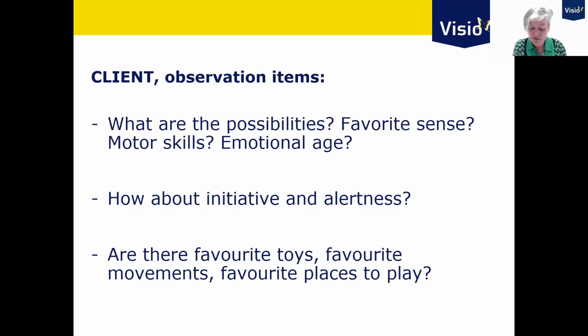Which sense is the favorite sense? Is it the tactile system or the auditory system? And what kind of motor skills are possible? Is there a possibility to grasp or to hold? Or is Chris perhaps a person that makes more easily contact with objects with his feet? And how about alertness? And what exactly influences the alertness? Is there information about AQ and EQ? And is there information about the balance between these two? Are there favorite toys? Are there favorite moments for Chris?